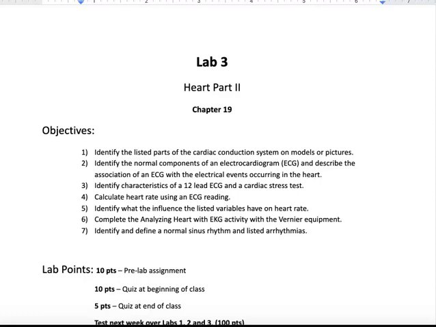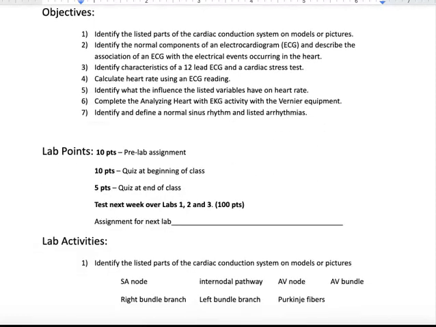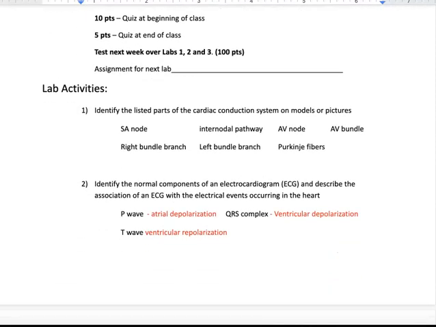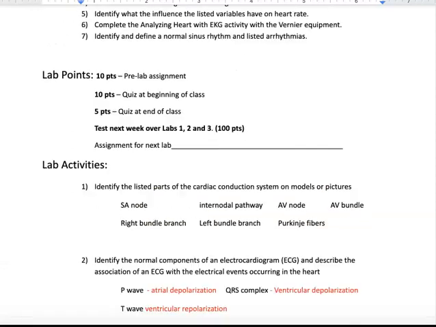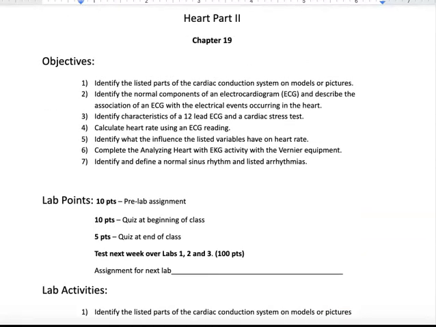So, last lab we talked about the basic anatomy of the heart, how to take heart rate, blood pressure, and so on. This time we're going to talk about EKGs, ECGs. So we'll go through all of that. Again, this is just an overview.